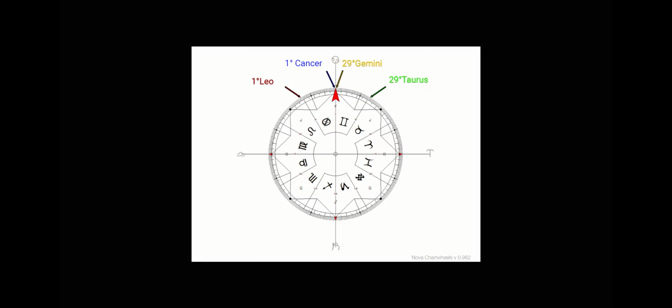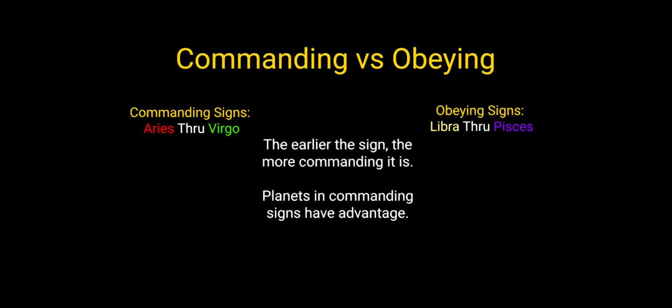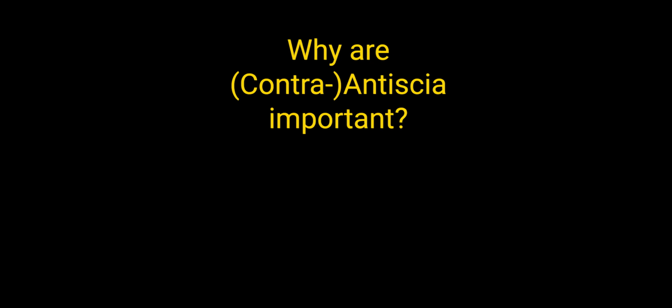In these aspects, all signs from Aries through Virgo are considered commanding signs, and Libra through Pisces are considered obeying signs. Commanding signs are the ones imposing energy upon the obeying signs and have the upper hand in whatever aspect is being made. Now that you know what Antiscia are and how they form, let's talk about why they're important in astrology.